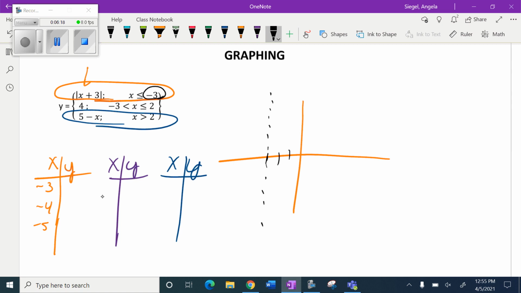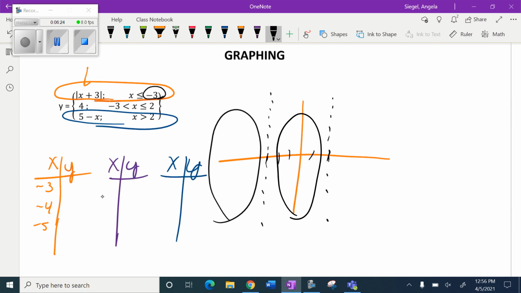It looks like my only other boundary is 2. If you'll notice, I have 3 sections, 1, 2, 3, and we're going to fill in those 3 sections.